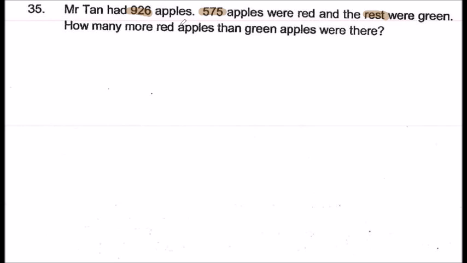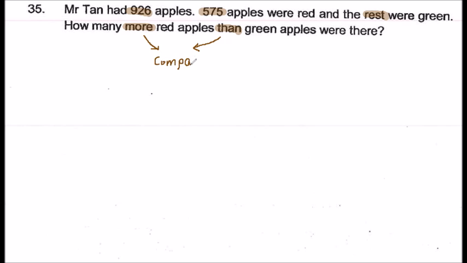Okay. Then during this part you missed out. So I suggest in exam, can you please highlight this? How many more? So we want how many more red apples than green apples were there. So when we have this more, these are the keyword. It tells us that we need to compare.